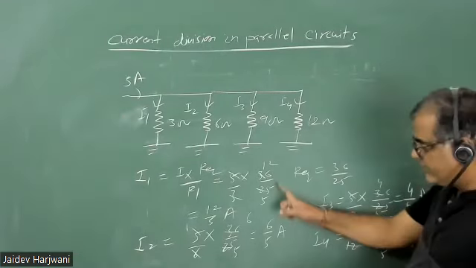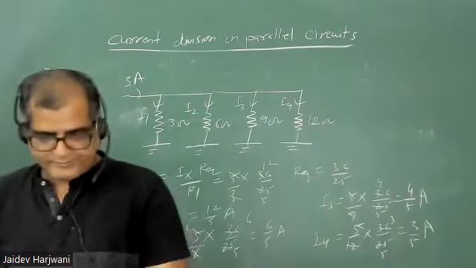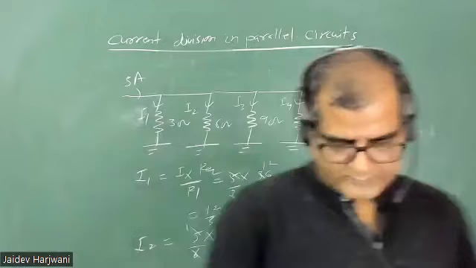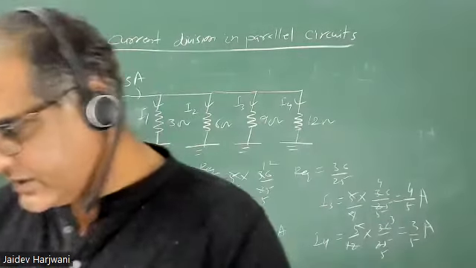Now if you sum all these I1, I2, I3, I4, it should come to 5 ampere. So in this way, you can apply current division in the circuit.